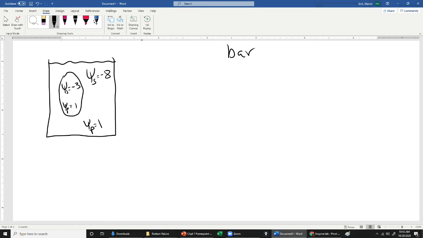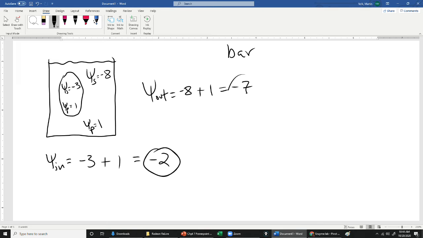So now the inside water potential is going to be the solute potential, which is -3, plus the pressure potential, which is 1. So that's going to be -2. The outside water potential, I'll write it over here, but I don't have space to put it here. It's going to be the solute potential, -8, plus the pressure potential, which is 1. So that's going to be -7. So inside of the cell is -2, outside of the cell is -7.